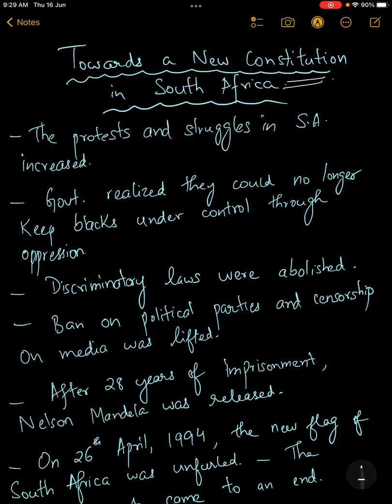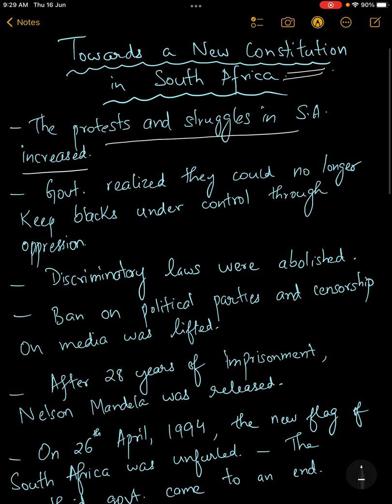We had left it off at a point where the African National Congress had started to step up its ante, and had started to protest and demonstrate. Over a course of time, these protests and struggles in South Africa increased manifold. The government realized that they could not keep the blacks under control through oppression, so this was not a way out for them any longer. Eventually the white government had to concede defeat, and they realized that they could not continue in this manner. The international pressure was also really high, and they eventually had to step down.